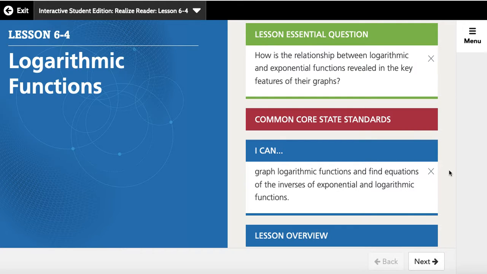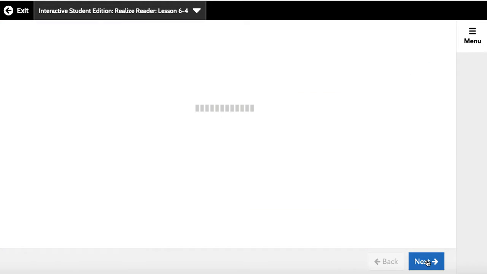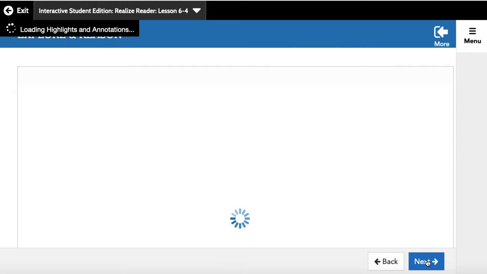Okay, Algebra 2 students, here's the first video for section 6.4, logarithmic functions. How is the relationship between logarithmic and exponential functions revealed in key features of their graphs? Graph logarithmic functions and find equations of the inverses of exponential and logarithmic functions. That's going to come right up in example 1.